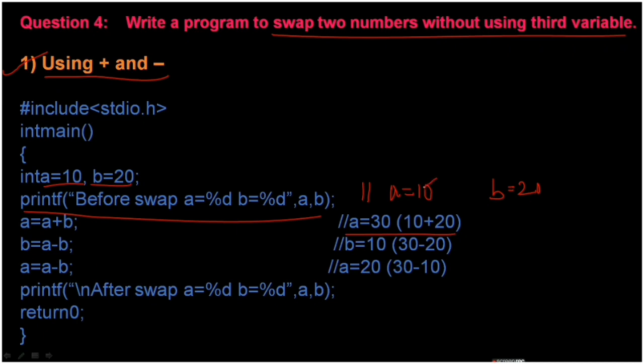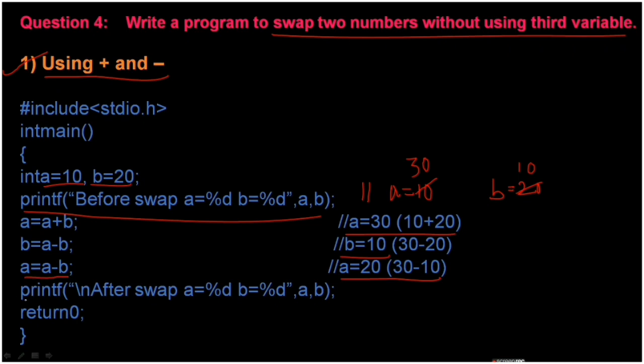Now the A value is 30. Now 30 minus B value, which is still 20 only. So 30 minus 20 is 10. Now the B value is 10. Now again A is equal to A minus B. Now A is equal to 30. 30 minus 10 is equal to 20. So A is equal to 20.